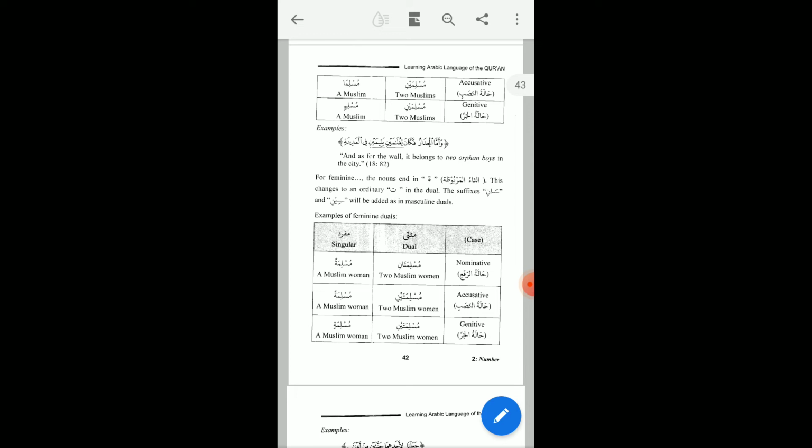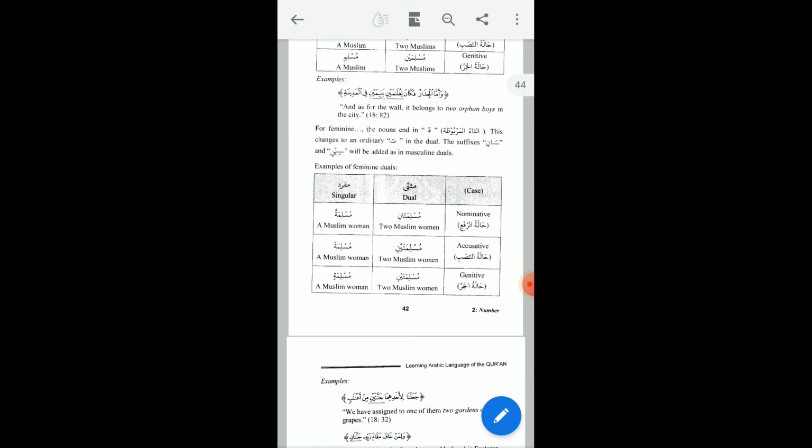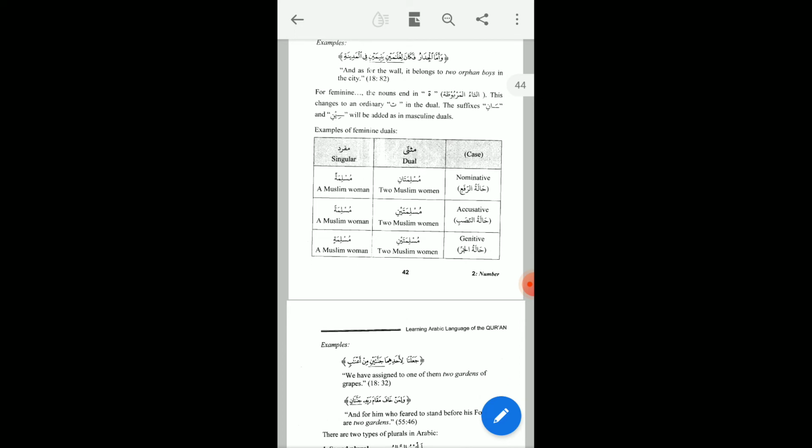Fil madinati, in the city. Medina means city. For feminine nouns ending in ta, it is ta marbuta. This ta with ha written over it is called ta marbuta. This changes to an ordinary ta in the dual. See, this is the point that is to be remembered. It changes to an ordinary ta in the dual. The suffixes ani and ain will be added in masculine duals. In masculine duals we know, but in this there is a little difference.